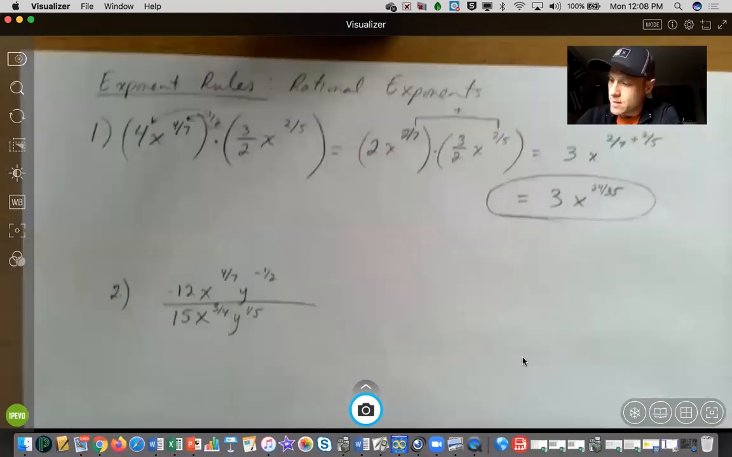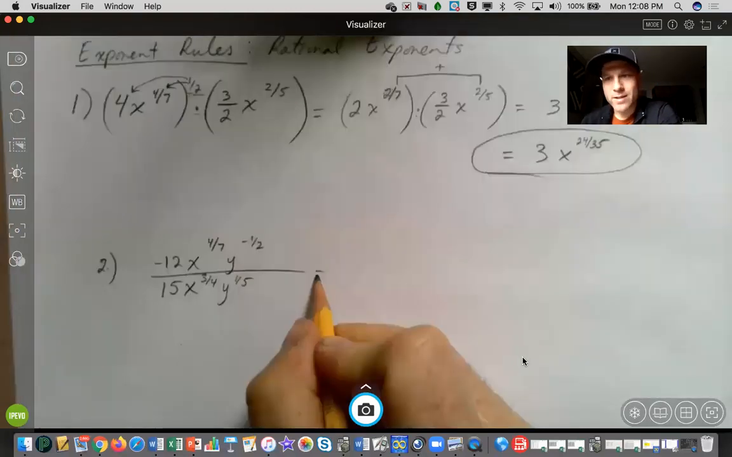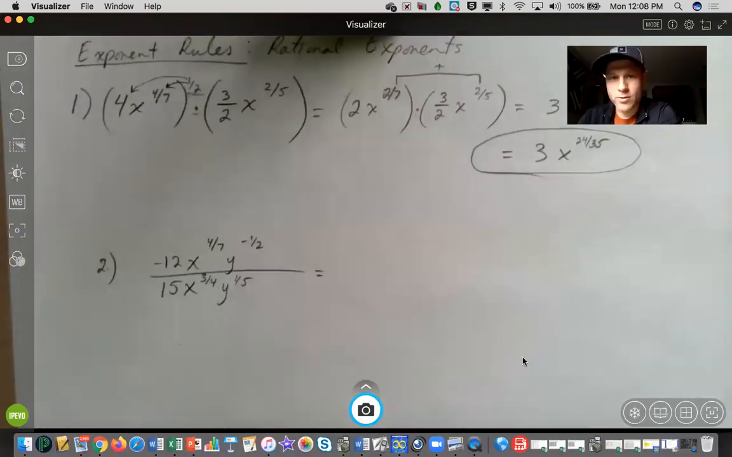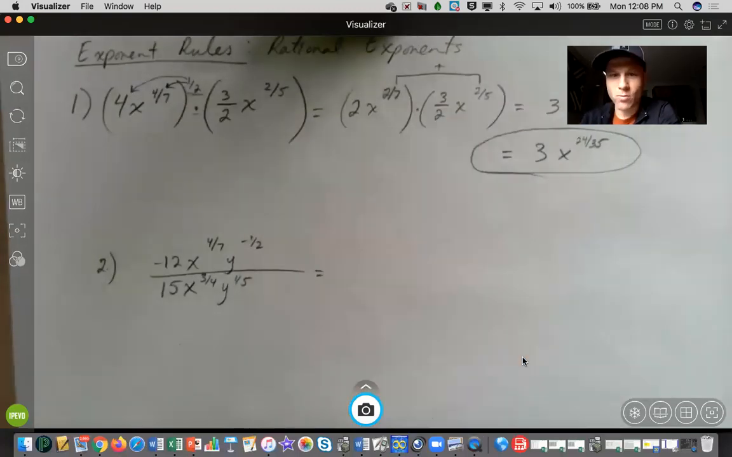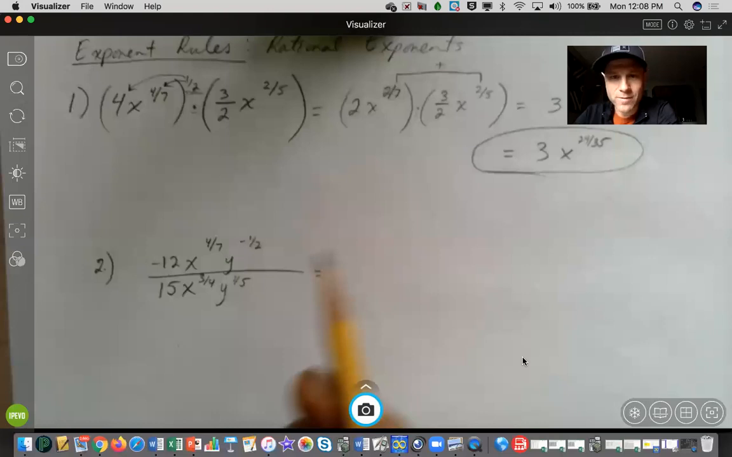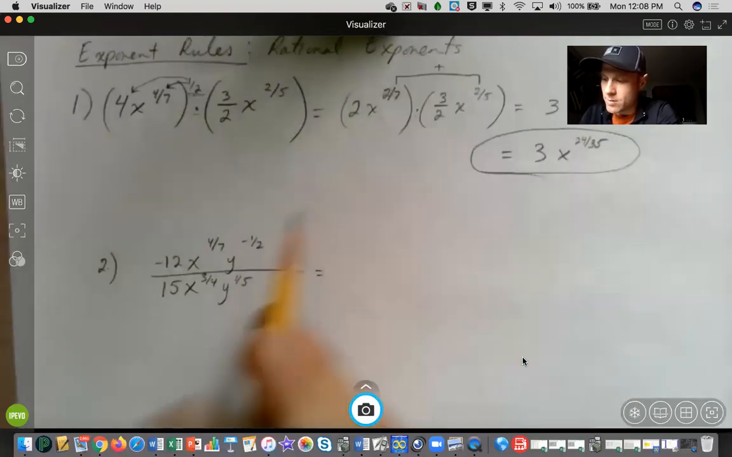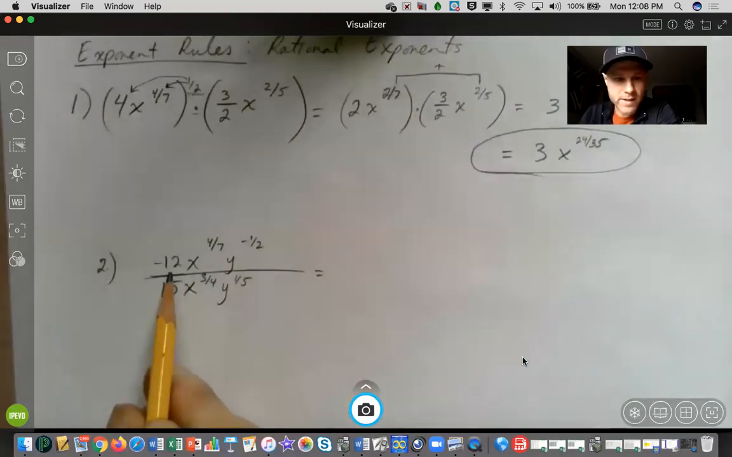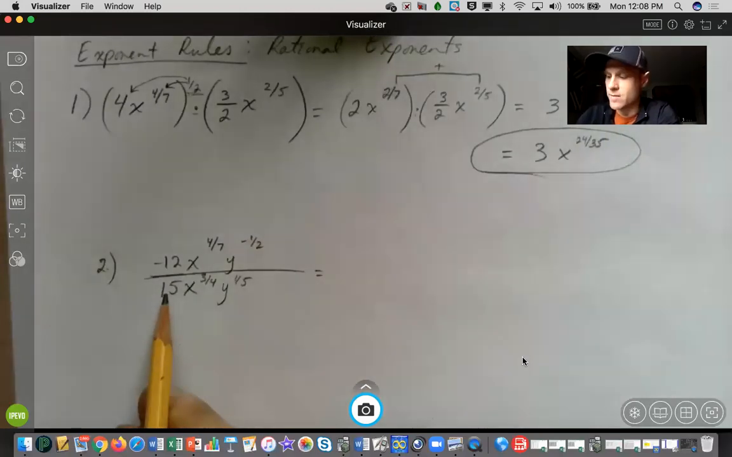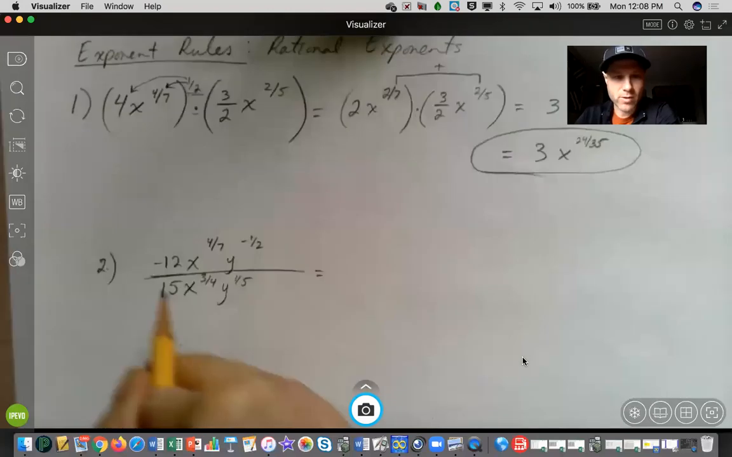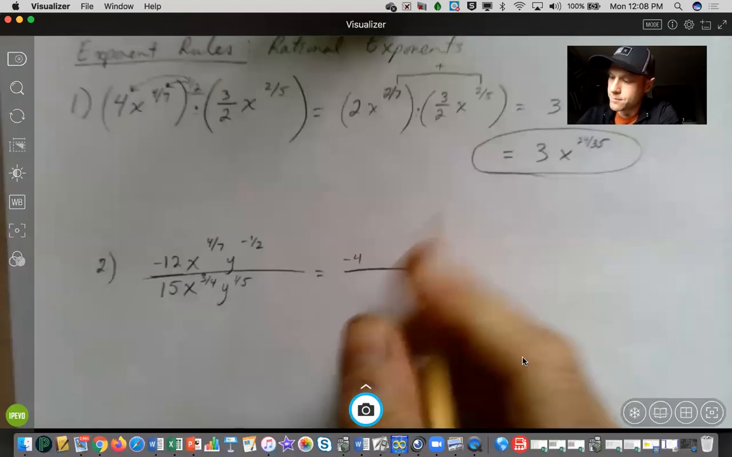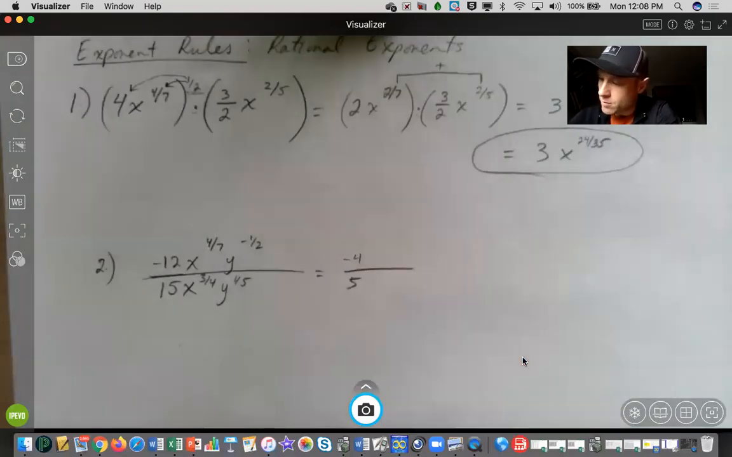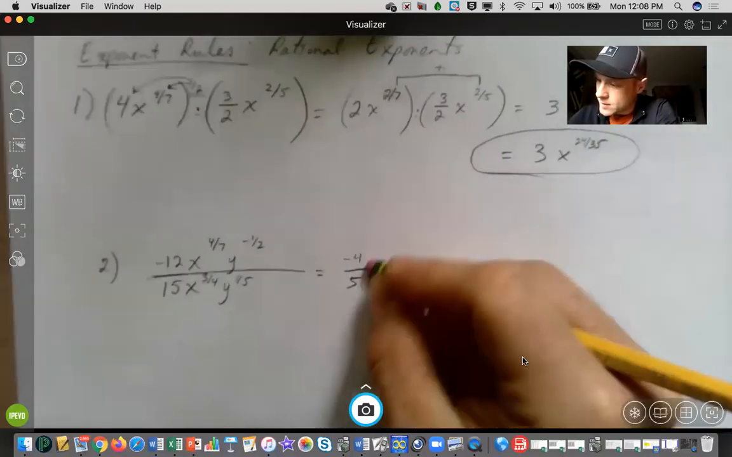Second example, the first thing we're going to talk about is the same thing we did up here with the 2 and the 3/2. They're just regular numbers. So we give them the regular treatment, whatever's between them. And up here it was multiplication. Here, between these two numbers, -12 and 15, is a fraction bar, meaning we're going to divide or reduce in this case. So if I reduce both of these by a 3, I'd have -4/5.